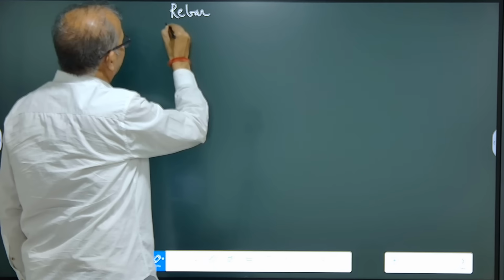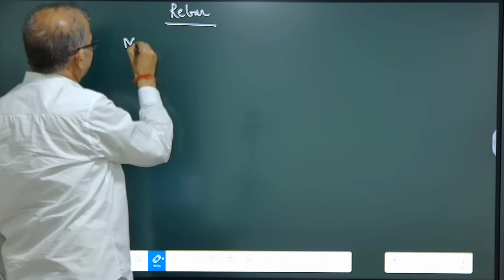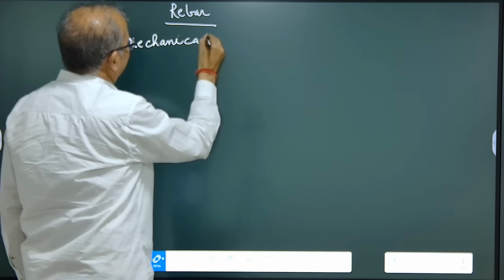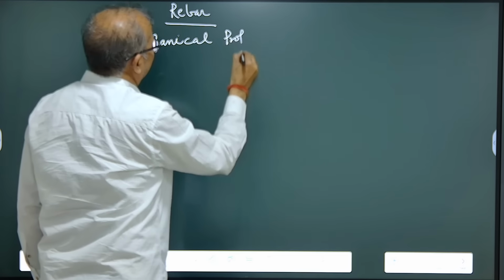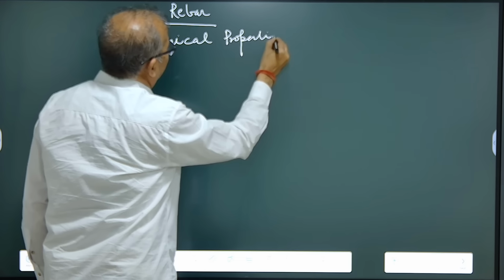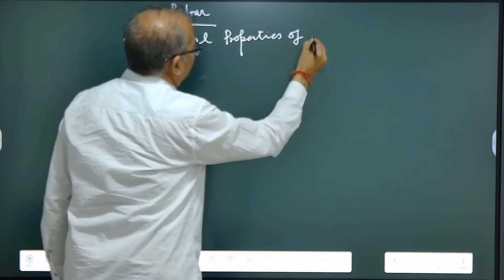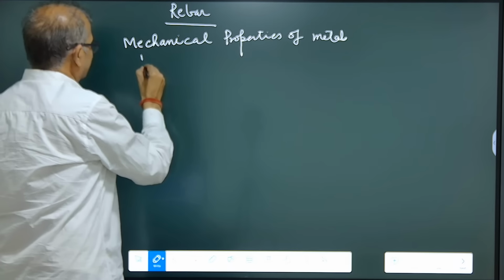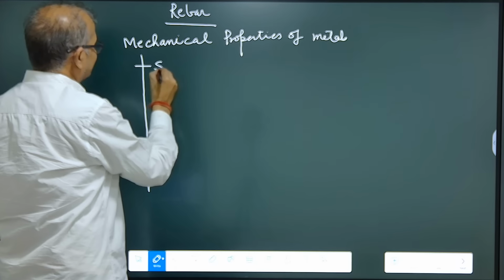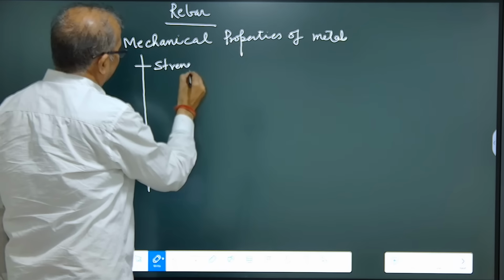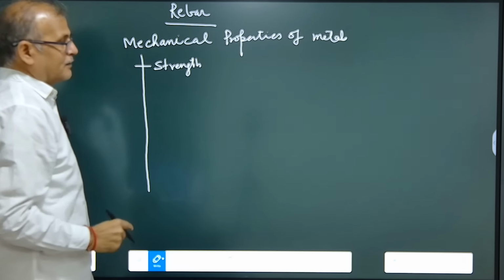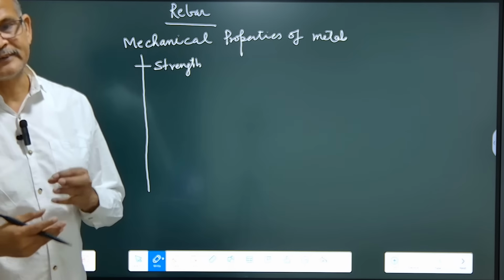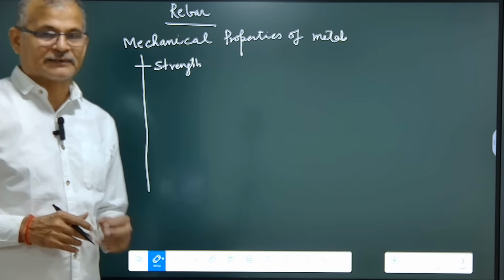Rebar, mechanical properties of metals. They are strength. This is the property of metal, how much load a metal can withstand till it fails. In this we study yield strength and ultimate strength.